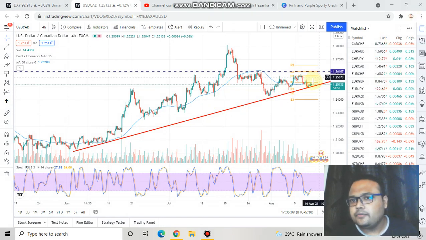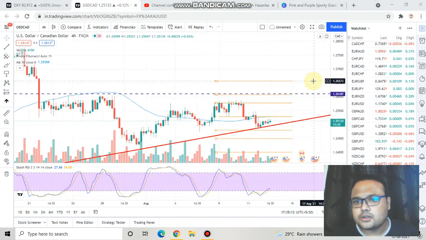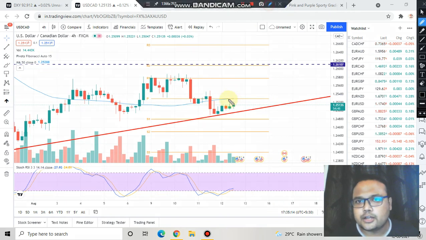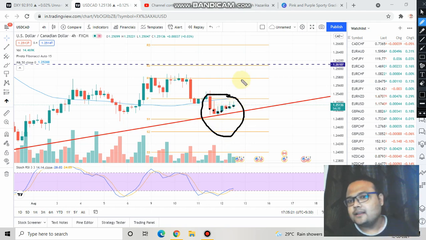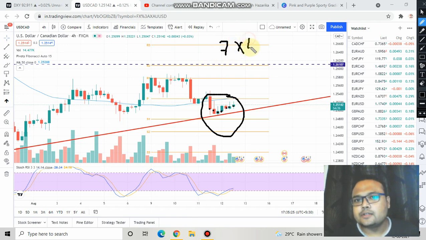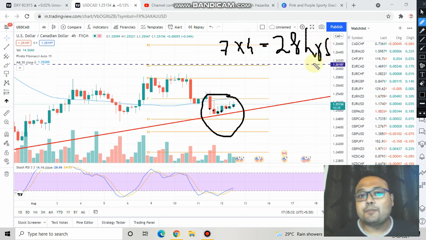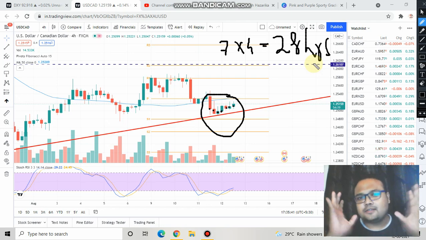But here, if you just concentrate or focus on this particular portion of the chart here, then you can see that 1, 2, 3, 4, 5, 6, 7. Each candle is of 4 hours. 7 candles into 4 hours. So 28 hours. So market is standing at the support for more than 28 hours. And still market is not in a position to go up. So there must be something, is not it?